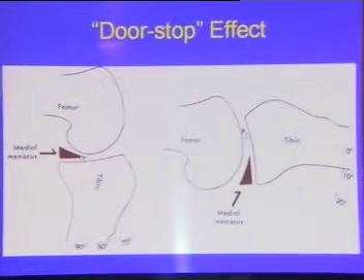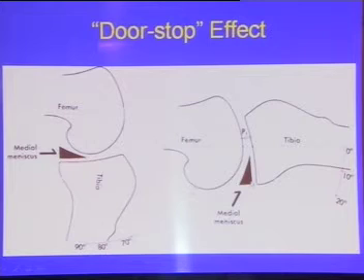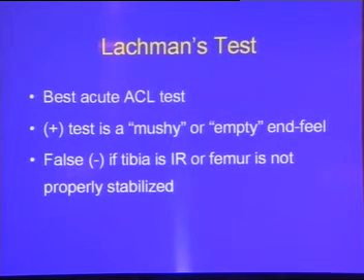Now, if you try to examine the knee in 90 degrees of flexion, because of the posterior horn of the medial meniscus, sometimes you are not able to bring the tibia forward despite the ACL not being present. So to counter that effect, you take the knee into extension and then examine this again. That forms the basis of Lachman's test, and it is said to be the best acute test, because in acute conditions, you can't flex the knee to 90 degrees because of the pain.